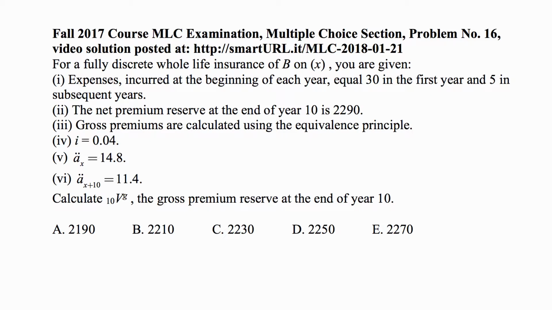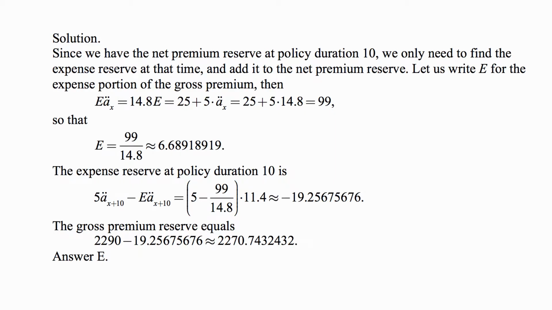So the gross premium reserve at the end of year 10 is likely, or certain if you look at the range of possible answers, smaller than the net premium reserve. Every single answer that you see here is actually smaller than the net premium reserve. Since we have the net premium reserve at policy duration 10, we only need to find the expense reserve at that time and add it to the net premium reserve.